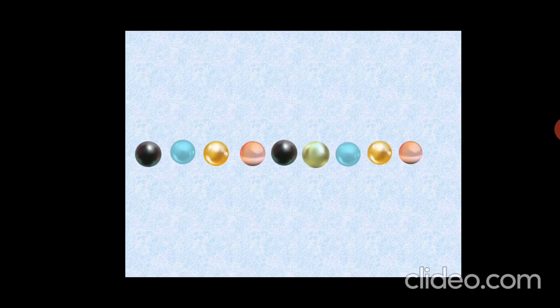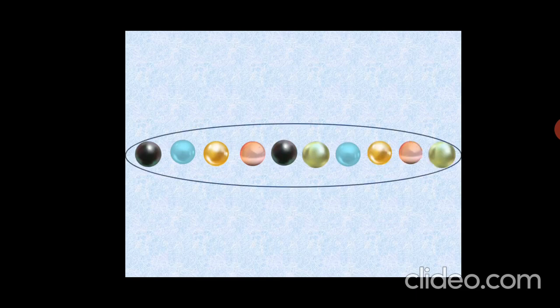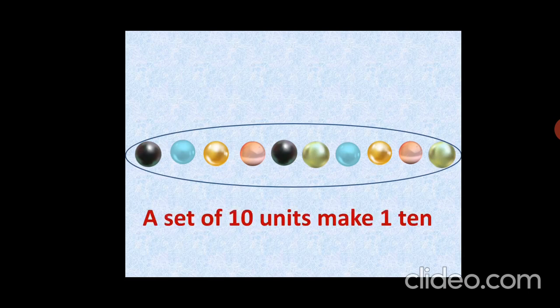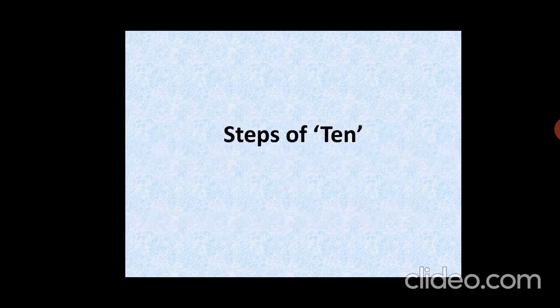1, 2, 3, 4, 5, 6, 7, 8, 9, 10. See, this is a bunch of 10 units. That means it is 10. A set of 10 units make 10. So these 10 units, we have made a group that becomes a 10. So today we are going to learn a new topic, steps of 10.